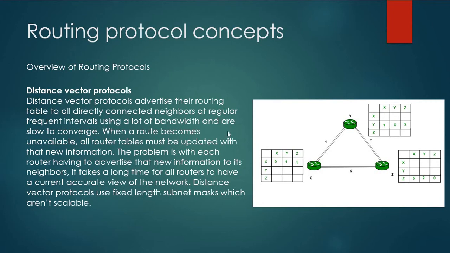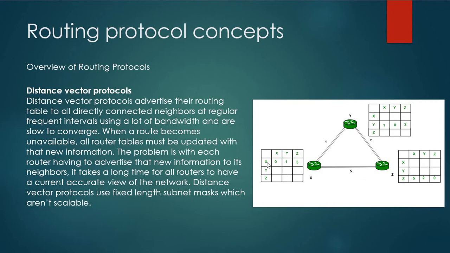Like this, in the routing table also, it maintains the database. This is called the routing table in the router. So here router X has a link to the adjacent routers. What are the adjacent routers of router X? The adjacent routers are Y and Z.